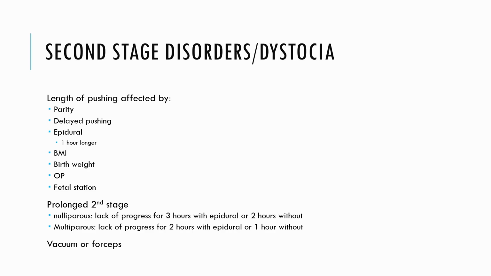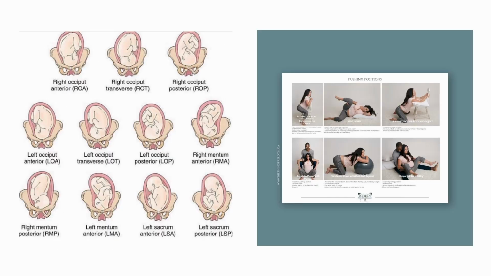Sometimes what they will choose to do with this prolonged second stage is try using an operative vaginal birth device, either the vacuum or the forceps, before they would say, nope, let's go back for a C-section. Here are just some different, that OA and OP that I was talking about. This kind of shows you how baby would be in there.